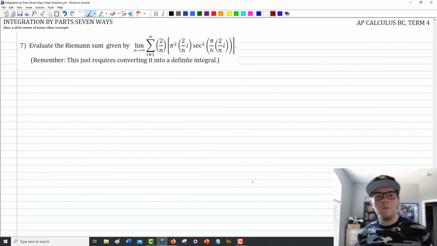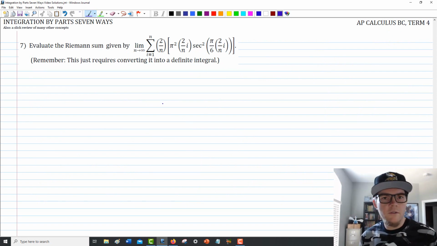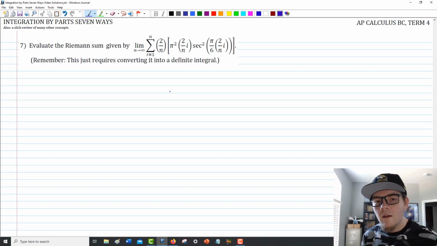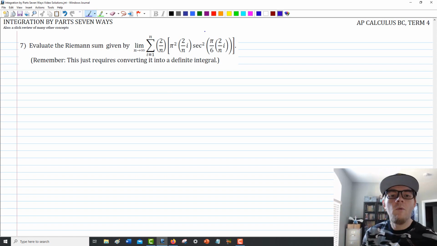The final problem, the final chapter of this 7-part integration by parts onslaught of integration, asks you to evaluate a Riemann sum. And your mind's probably like, thanks for that. That's exactly what I wanted. Well, yeah, you're welcome. Because seriously, we'll be fine.